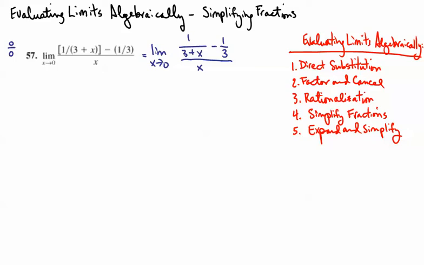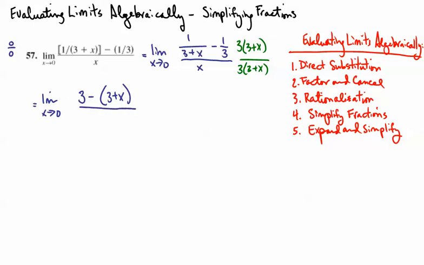Now that sounds complicated, but we're just going to look at the least common denominator of the numerator, which is 3 times 3 plus x. And we're going to multiply the numerator and denominator by that least common denominator in the numerator. Alright, when we do that, we're going to get limit as x approaches 0 of first of all, we'll have 3 because the 3 plus x cancels with 3 plus x. Then the 3's will cancel and we'll get minus quantity 3 plus x.